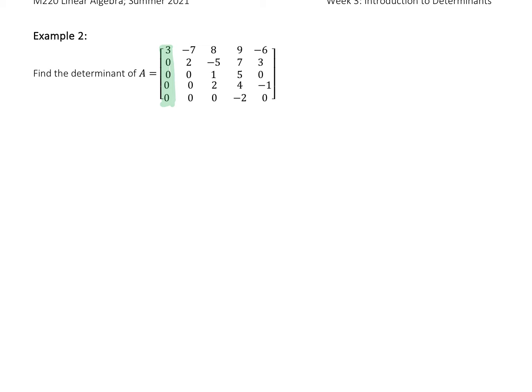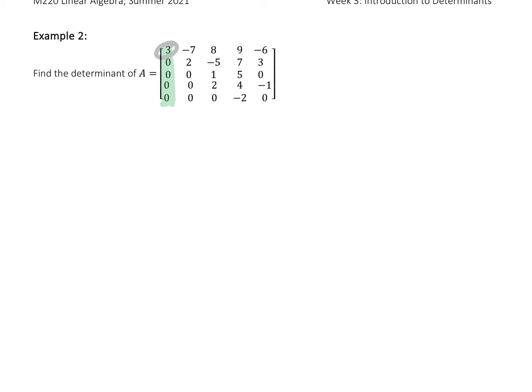I only have one value there that is not a 0, which means in my cofactor expansion, I only need to worry about the cofactor expansion for this first position, right? All the other ones are going to be multiplied by 0, right?